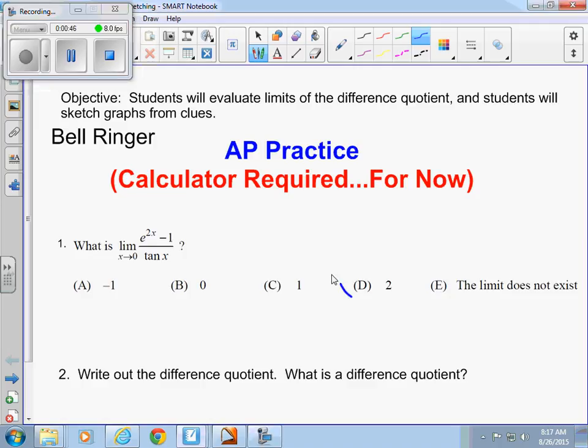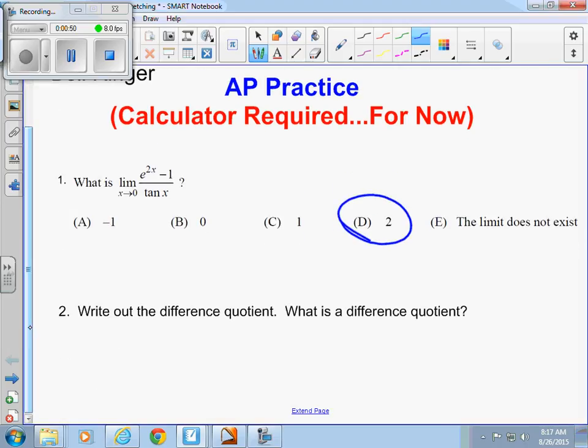I bet you're wondering how I get out without a calculator. Okay, I'm pretty sure you know this. Okay, let's look at this. I would go to the table and type in 0.001. You just did that. And then don't forget to use some negatives because you need some for both sides.